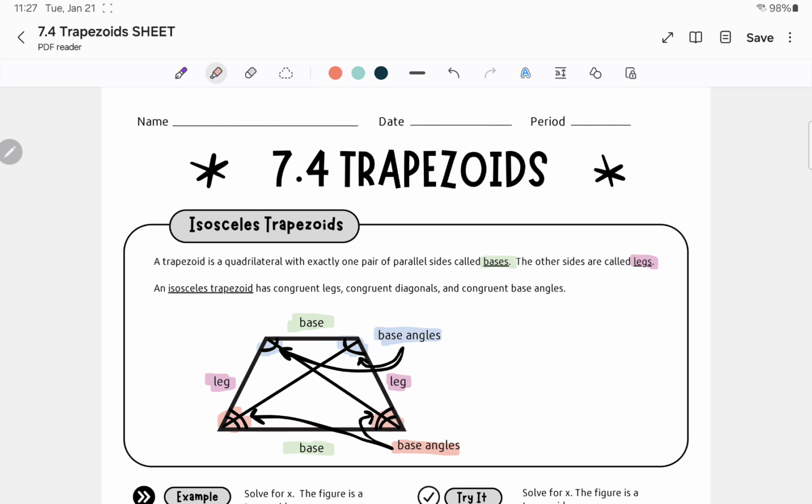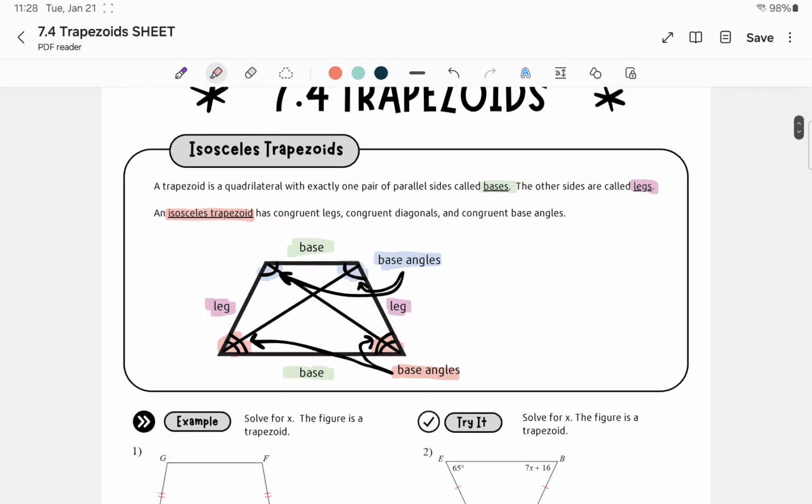So actually, let's go to isosceles trapezoid. An isosceles trapezoid is just like an isosceles triangle, right? The 2 sides are equal, so these 2 legs are equal. Congruent legs, congruent diagonals, and congruent base angles. So we're going to use all this information to solve these questions down here.